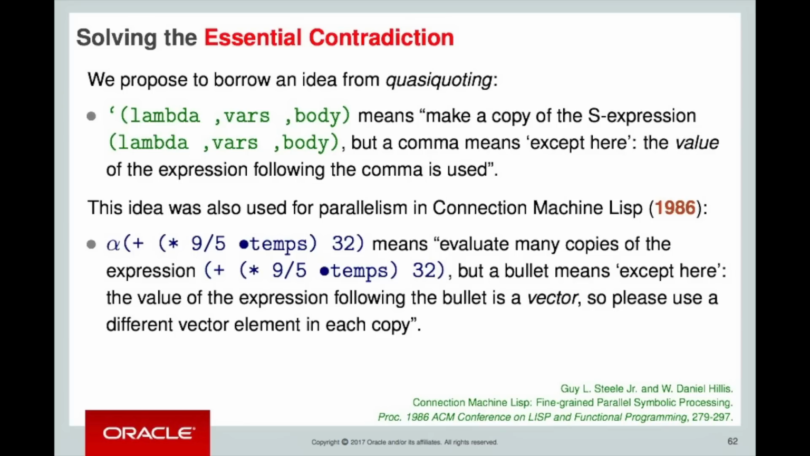We also used this idea for parallelism in Connection Machine Lisp about 30 years ago. Alpha followed by an expression means evaluate many copies of this expression in parallel. But the bullet means except here. The value of the expression following the bullet is a vector, so please use a different vector element in each copy. And this is the way in which Connection Machine Lisp expressed the idea of mapping.